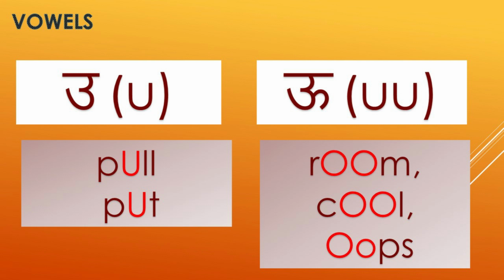Our third pair is U, U. Say it with me. Now the first sound is as in pull, as in put. Now the second sound is as in room, cool. Now you see the difference. Now say them. Ooh, ooh.